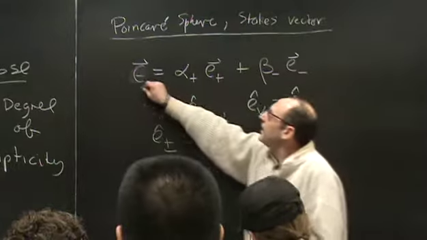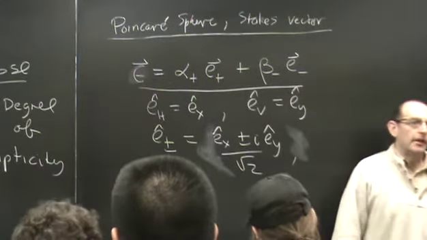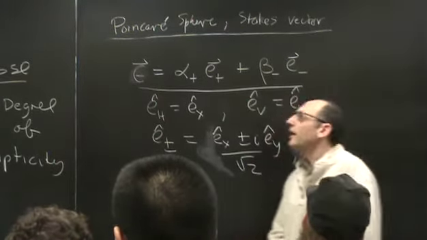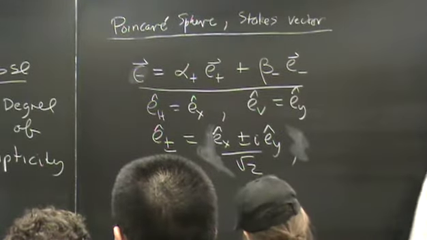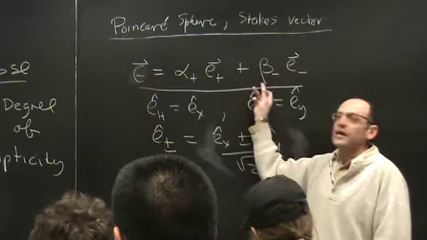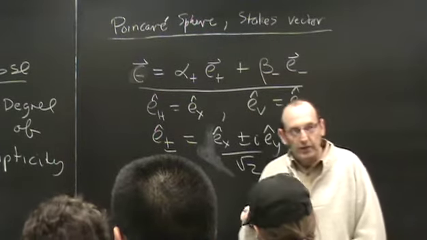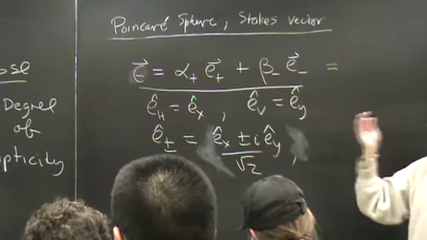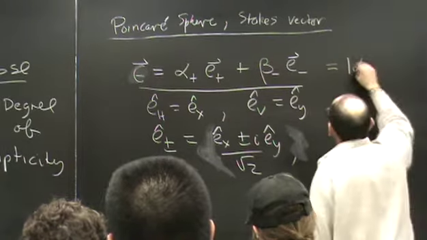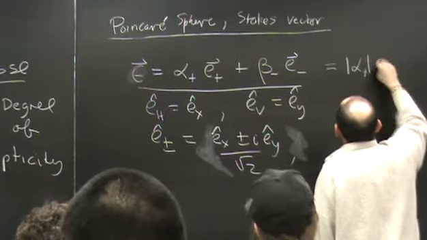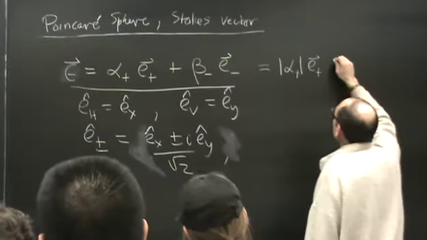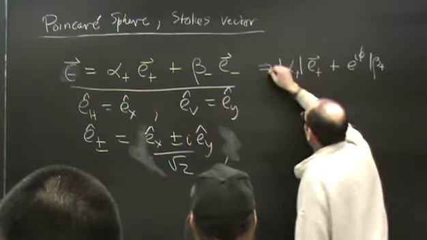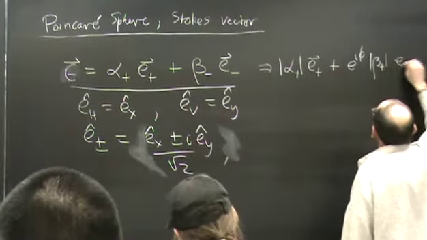Okay, so everyone buy that I can write an arbitrary vector this way? The question is how many real numbers do I need to specify this vector? I have two complex numbers. It looks like I need 4. But that's not true because the overall phase doesn't matter in terms of characterizing the vector. So I'm just going to factor that out and assume that I keep this guy real and put an overall phase, I'll call it phi. So that's equivalent.